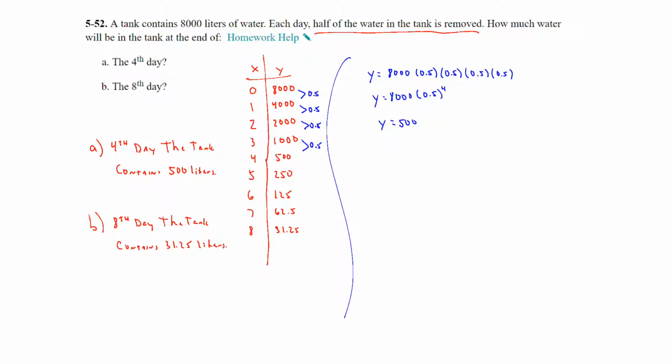You could do the same thing for the 8th day, but it'd be 8,000 times 0.5 how many times? A total of 8 times. And if you plug that into your calculator, once again taking 0.5 and raising it to the 8th power, and then multiplying it by 8,000, you will get the 31.25 liters. So you could set it up as an equation looking for that repeated multiplication that we have talked about.